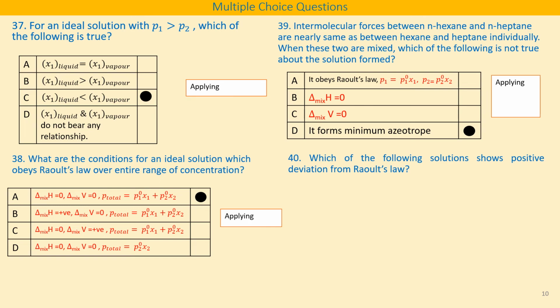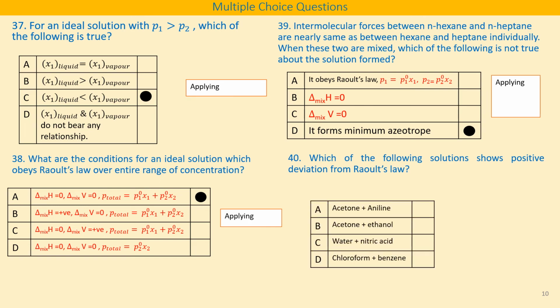Which of the following solutions shows positive deviation from Raoult's law? So, four options are given. Option A, acetone plus aniline. Option B, acetone plus ethanol. Option C, water plus nitric acid. And option D, chloroform plus benzene.